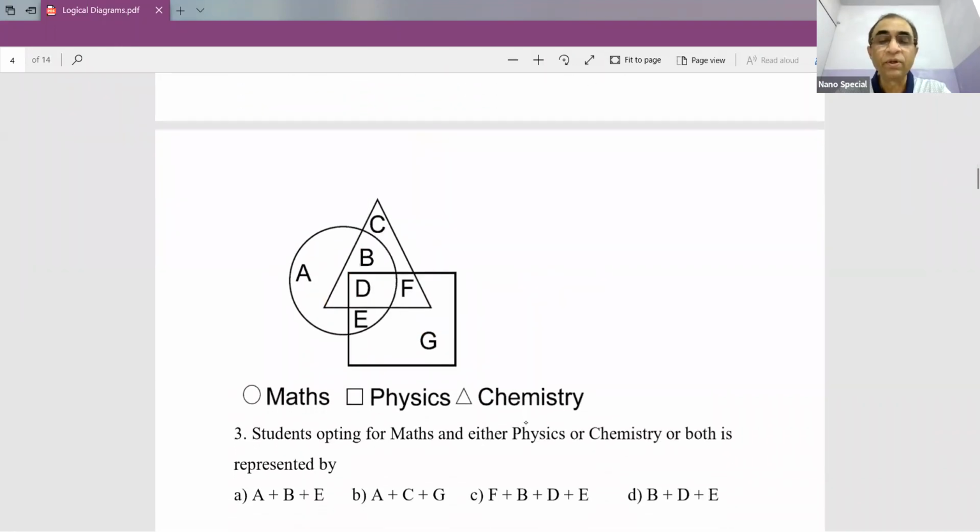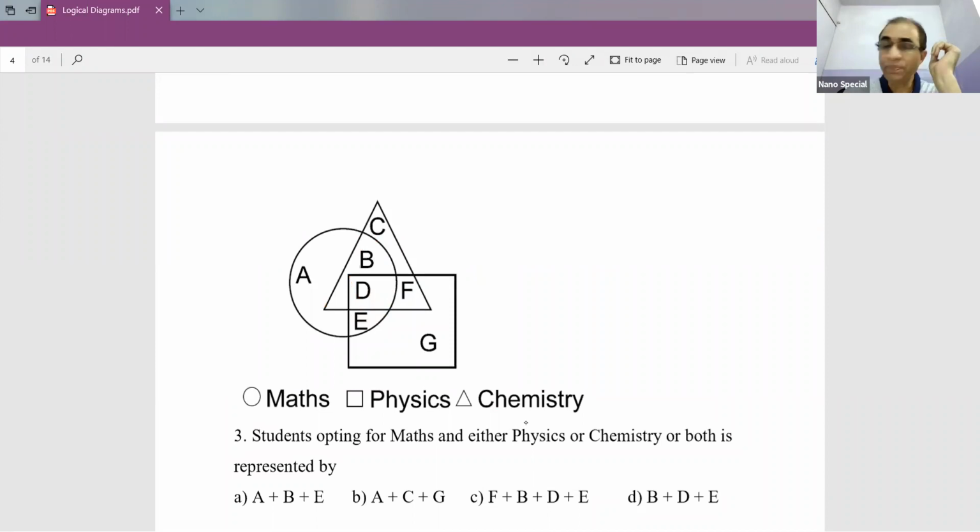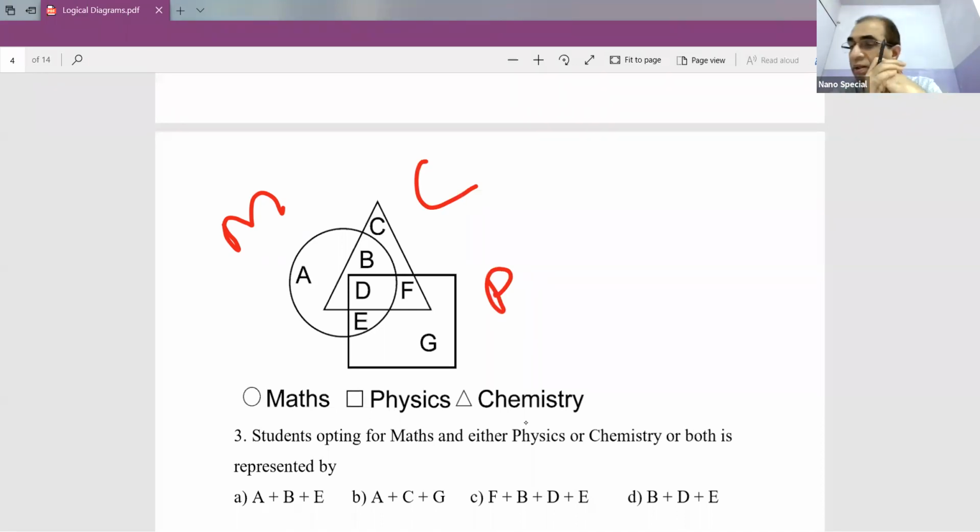Let's see. Okay, let's answer this question. Students opting for maths and either physics or chemistry or both. Anaga has answered. Okay. Akshita has answered. Shreya, look at your answer, Shreya. Don't jump, Shreya. Rishita has answered. Maths, physics, chemistry. Either physics or chemistry or both. All right. Either physics or chemistry or both.